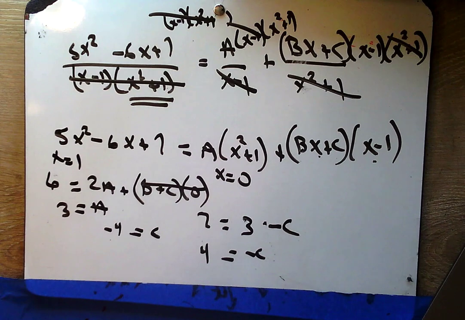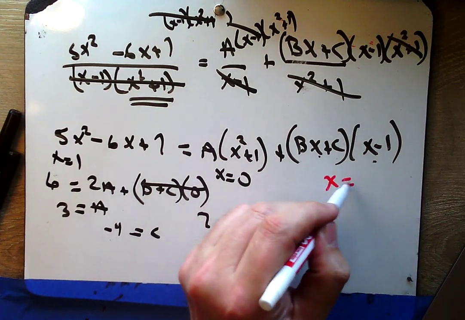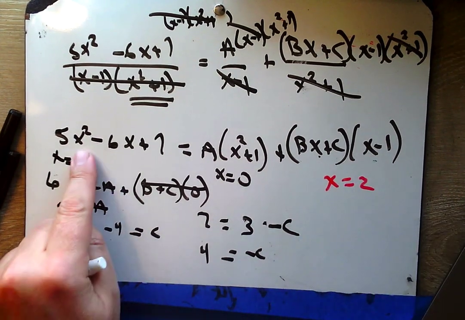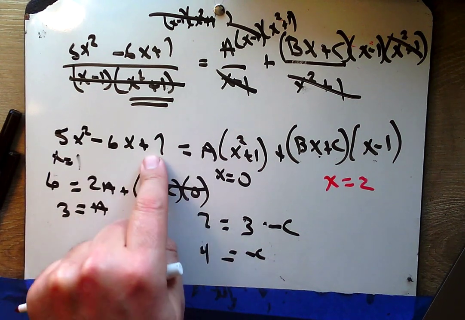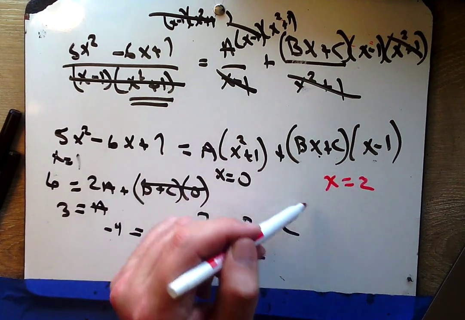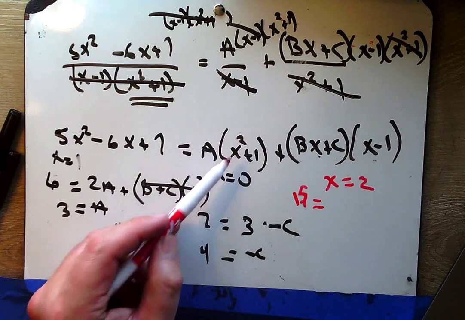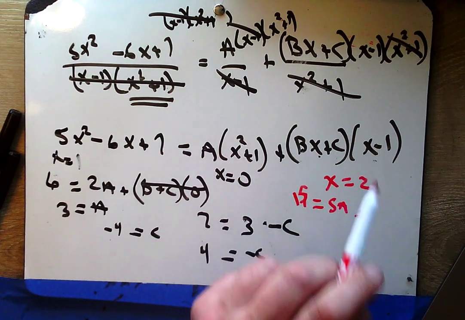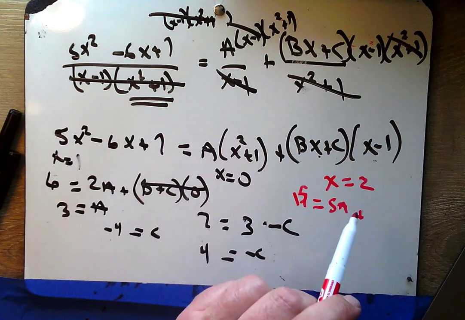But for all that work, we don't have all 3 constants solved for. We need one more. We need a not-so-magic number. How about x equals 2? I like 2 because 2 minus 1 is 1. 4 times 5 is 20. 20 minus 12 is 8. 8 plus 7 is 15. And then over here, 2 squared is 4. 4 plus 1 is 5a, plus 2 minus 1 is 1. Nice.